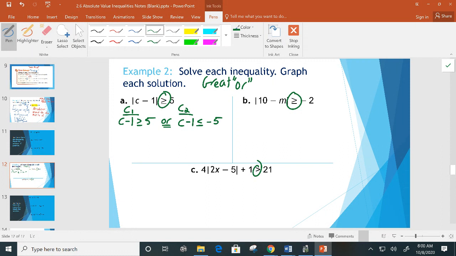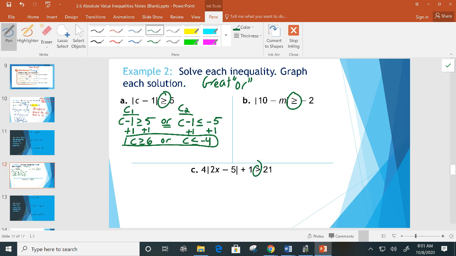Let's solve it out. Add the 1, add the 1. C is greater than or equal to 6. Or, add the 1, add the 1. C is less than or equal to negative 4. Or compound inequalities, we don't smash together. We leave them with the word or in between. And we're shading on the outside here.